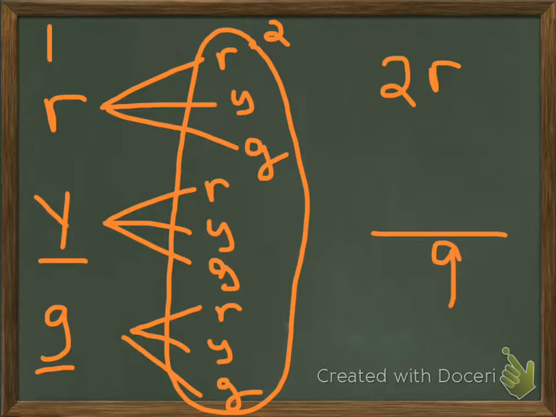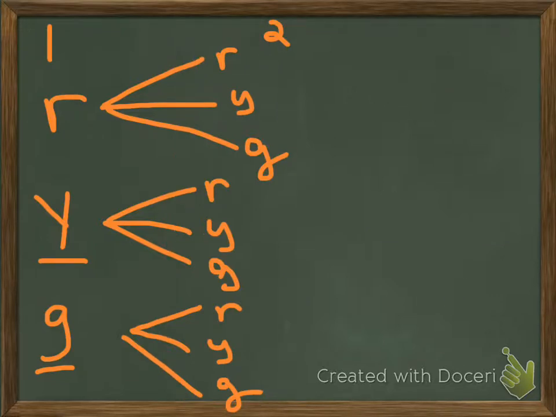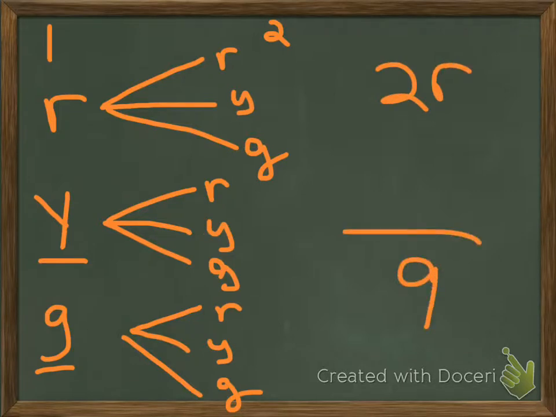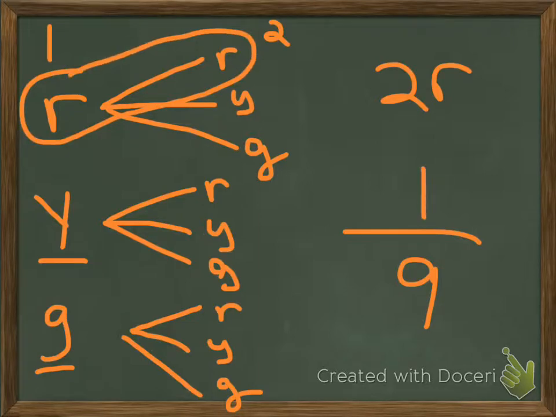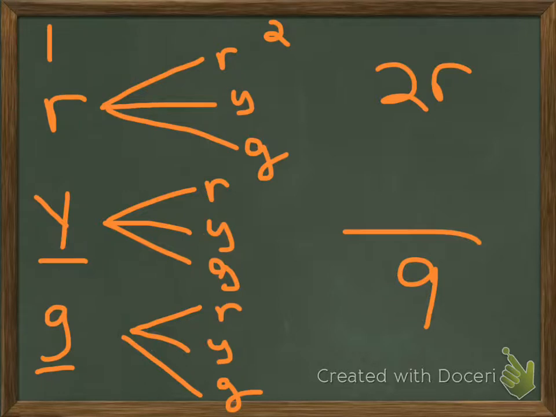But the possibility here that we would get a red twice would only be 1, because we started off with red and then we went to another red, okay, the second time. So it's 1/9 that we could get 2 reds.